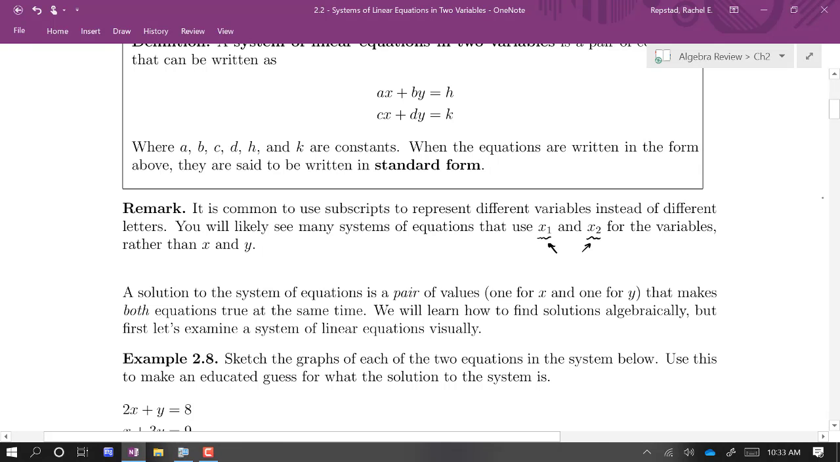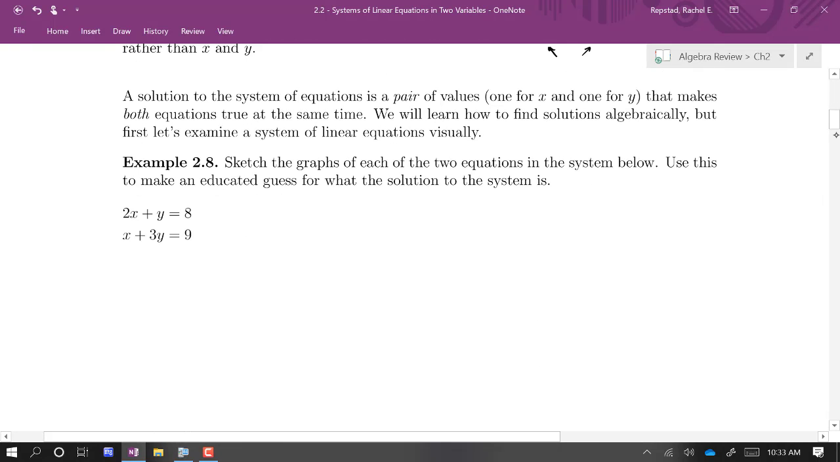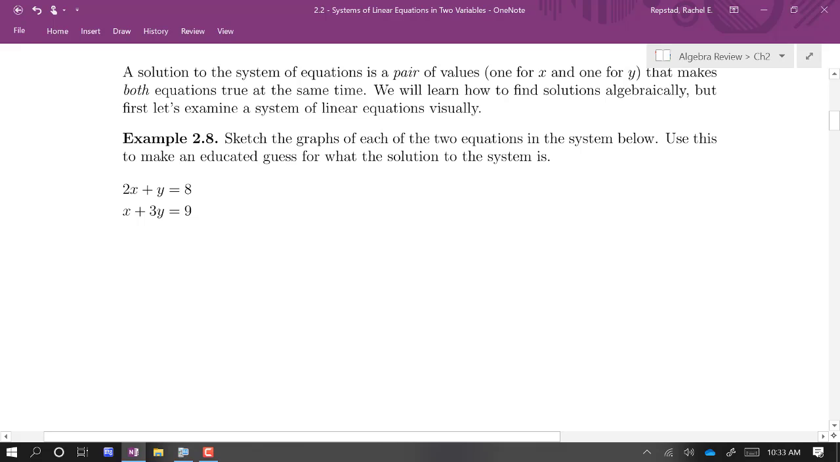So when we look for a solution, we're looking for the pair of values, one x and one y, that makes both equations true at the same time. Now, we're going to spend a bunch of time looking at how we precisely find this solution algebraically. But first, we're just going to learn what it means visually, graphically, when we find a solution.